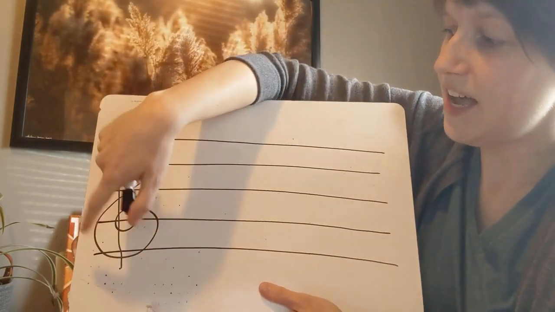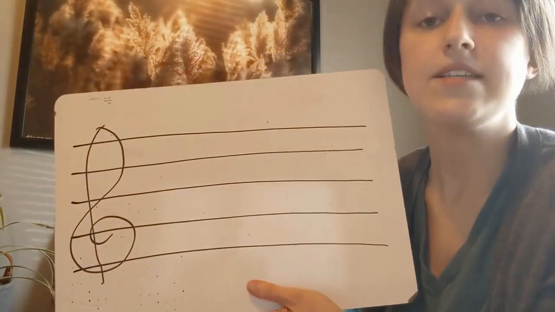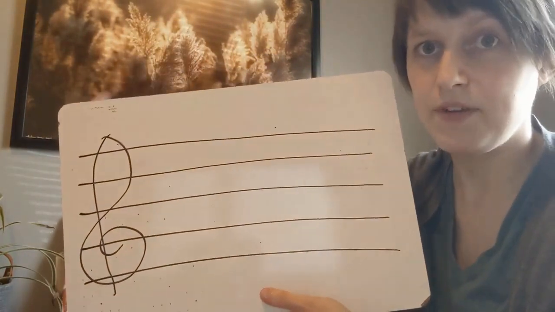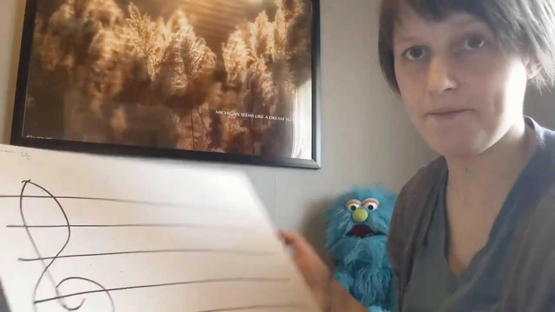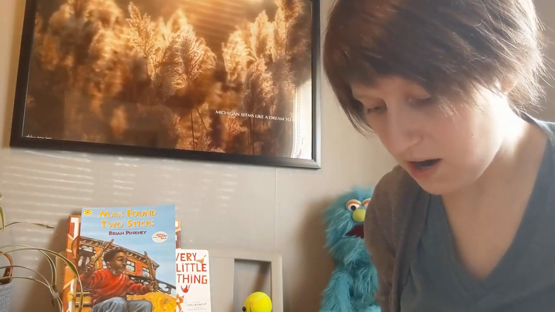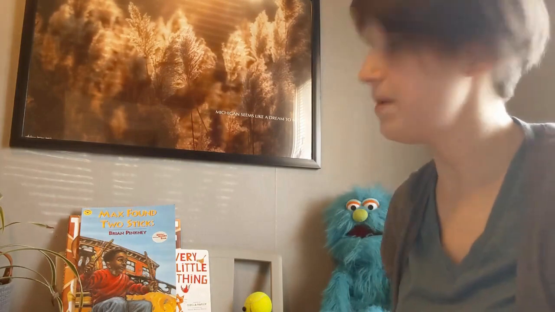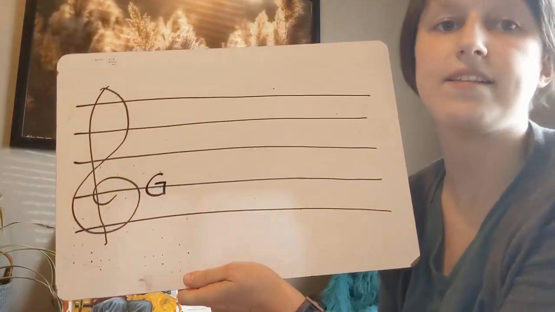That second line it spirals around is G. G clef spirals around G. Okay, so now we have a point of reference for our staff. We know a little bit more about where we're going. Now we know that that's G.